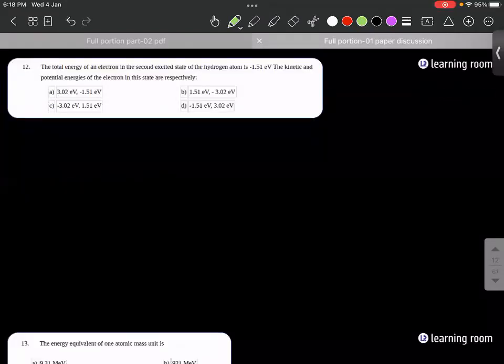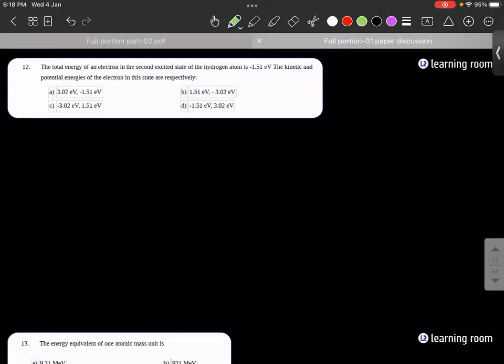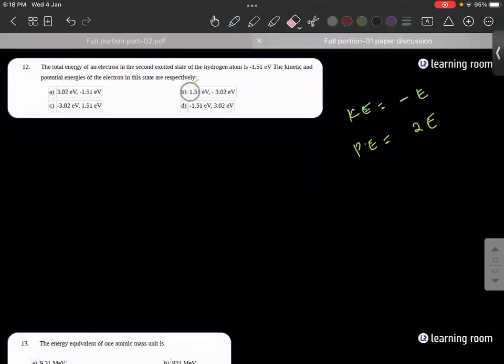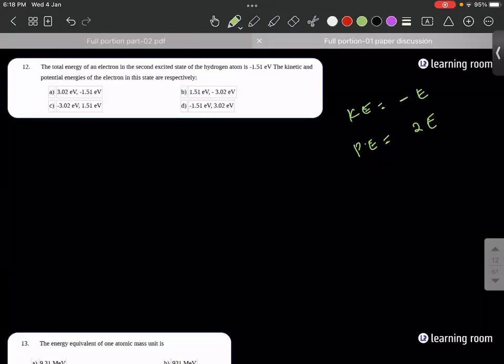Right. The total energy of an electron in the second excited state of hydrogen atom is minus 1.51 electron volt. The kinetic energy and the potential energy of the electron in the state are respectively. So we know that kinetic energy is equal to negative of the total energy of the electron in the orbit, and potential energy is equal to 2 times the total energy. So kinetic energy should be 1.51. Obviously it can't be negative.